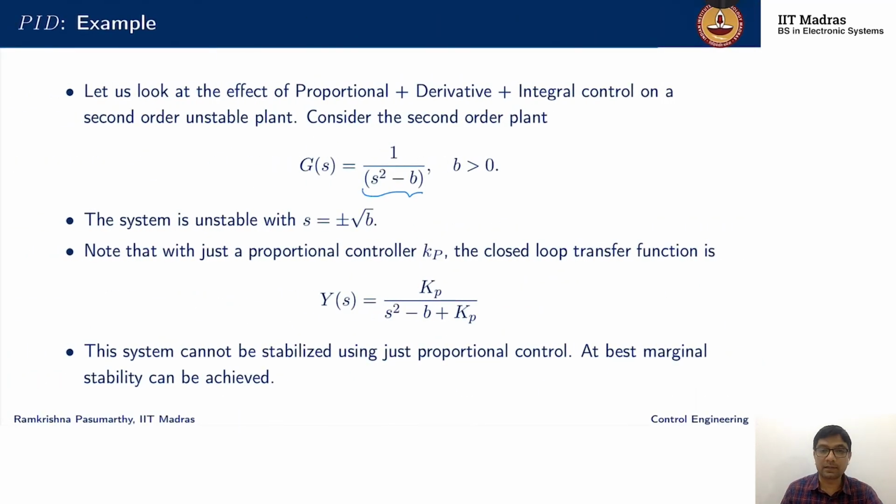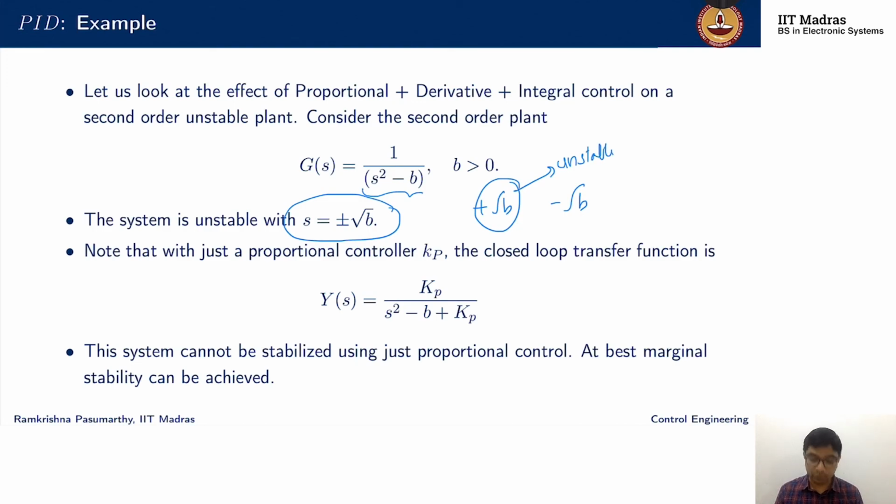S square minus B. So far we have just been looking at stable plants, right? Now I have an unstable plant. S equal to plus minus square root B. So I have a root at root B and a root at minus root B. This is the unstable part because I want all the poles to be in the left half plane.